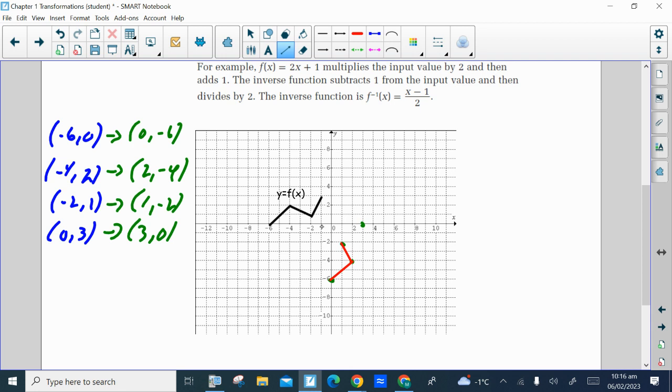Did I write down the wrong one? Negative 1, 3. Yes, thank you. So this was negative 1, 3, and it became 3, negative 1.